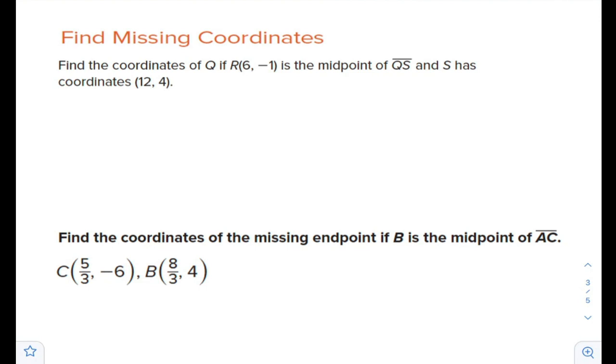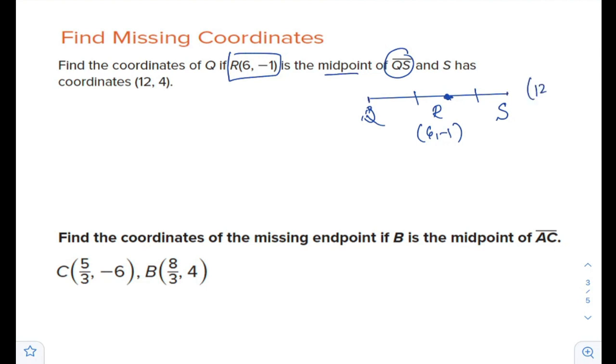If R is the midpoint of QS, so we have a segment called QS. And what is the midpoint? R is the midpoint. So R is somewhere here, midpoint, and it is known coordinates. We know now the midpoint coordinate. S has coordinate known as 12, 4. So here, this is the segment. We have this known, we have this known, and now we want Q that we don't know.